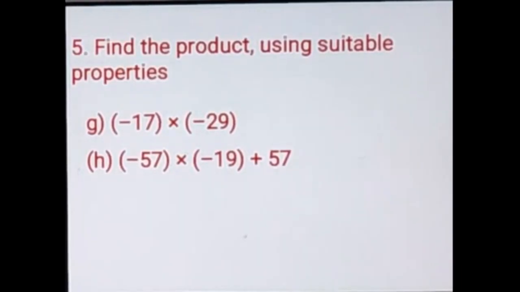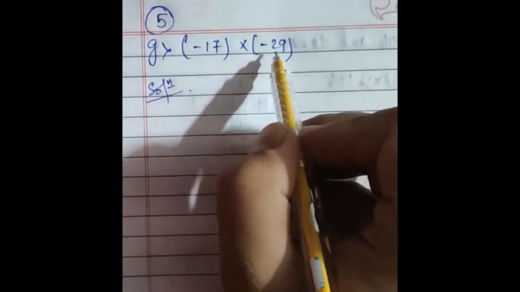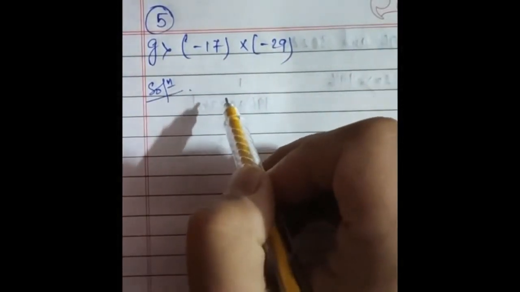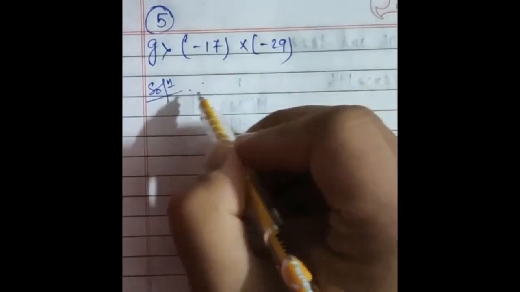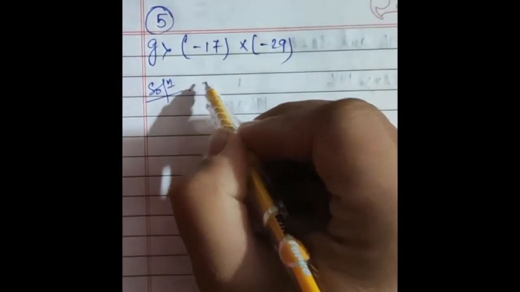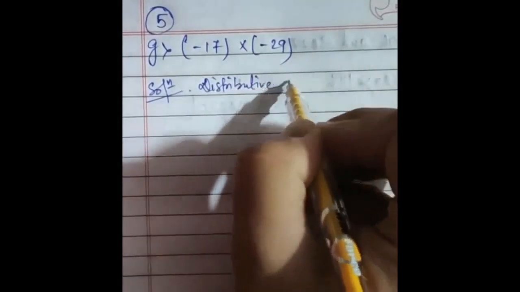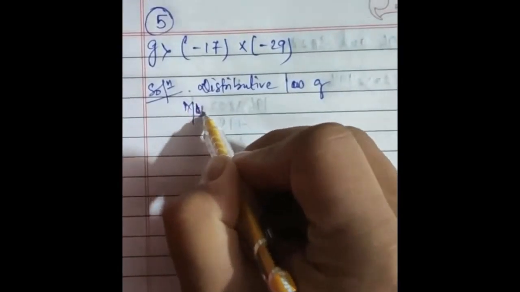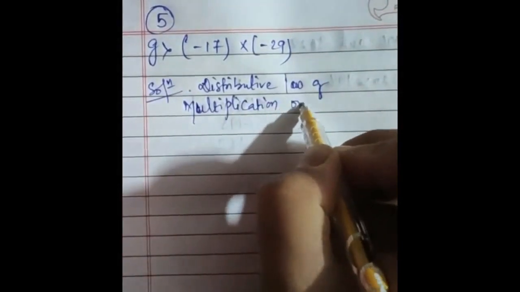Okay, so here is the question. Minus 17 into minus 29. Using certain properties you have to solve the problem. So here I am going to solve using the distributive law of multiplication over addition.